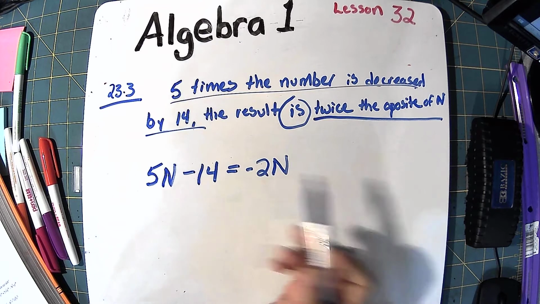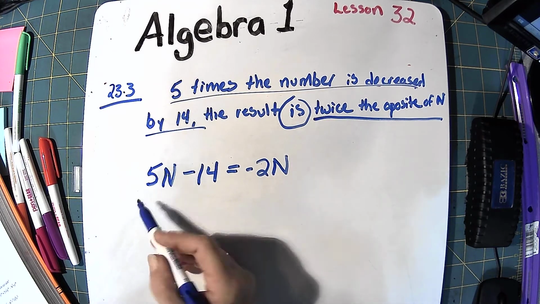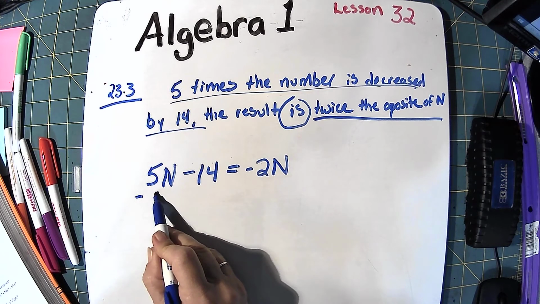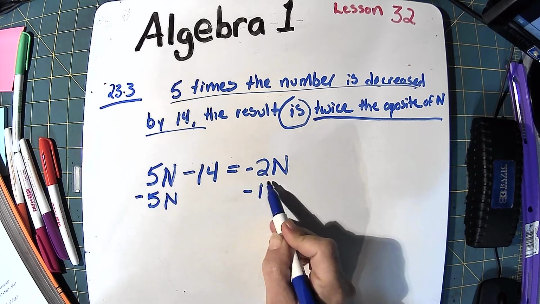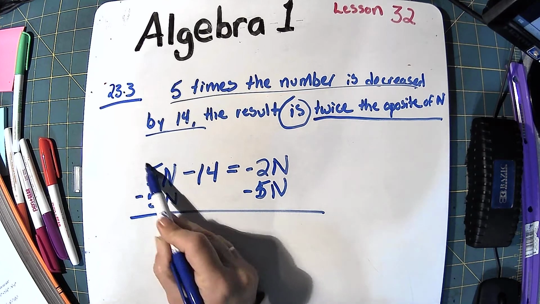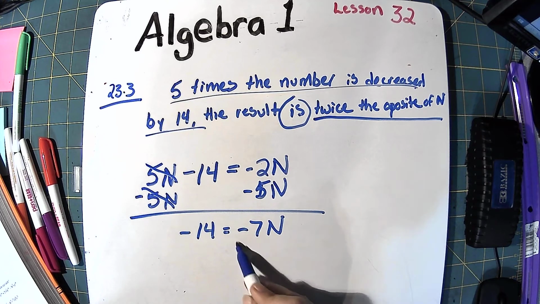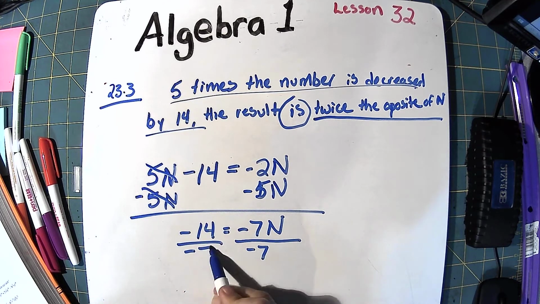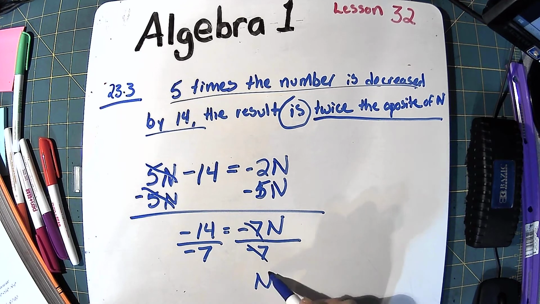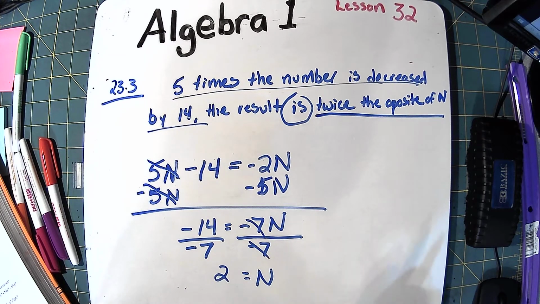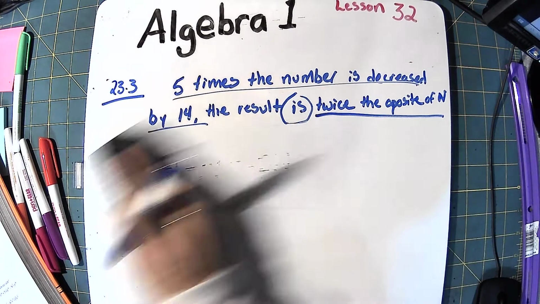All right. Now we need to subtract 5n on both sides. Those cancel. We get negative 14 equals negative 7n. Then we're going to divide by negative 7. And we're going to get n equals 2. And it wouldn't be negative 2 because these two negatives cancel each other out. Okay, so that one is 2. Alright, let's try another one.